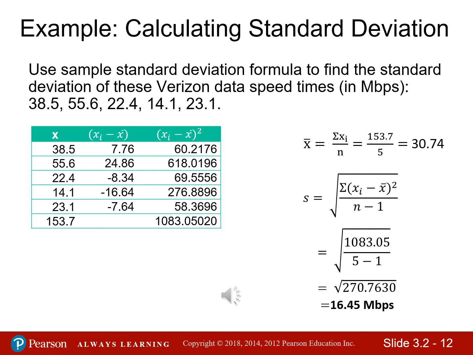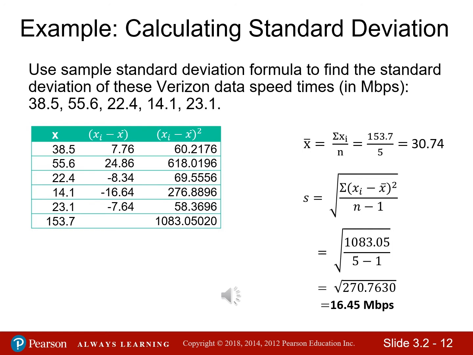The next step is to take each observation in our data set and subtract from it our sample mean. And we've done that in column 2. You can see that from our first observation, 38.5, I subtracted 30.74, and that gave us a value of 7.76. We do that for each observation in our sample data set. You can see that some of those values will be positive and some of those values will be negative.